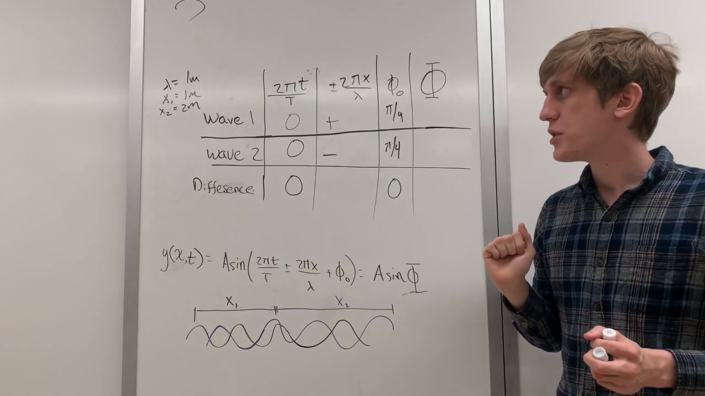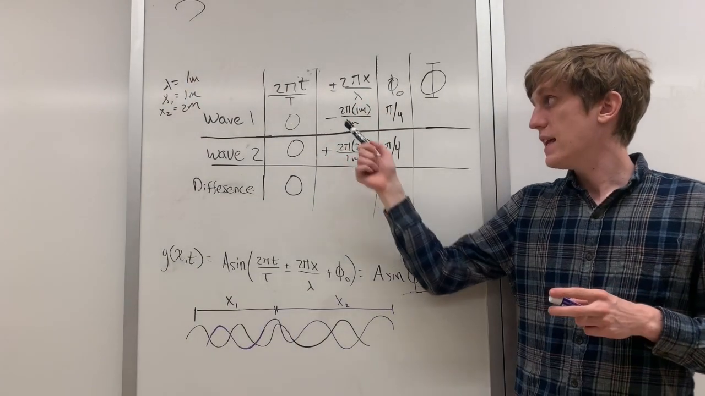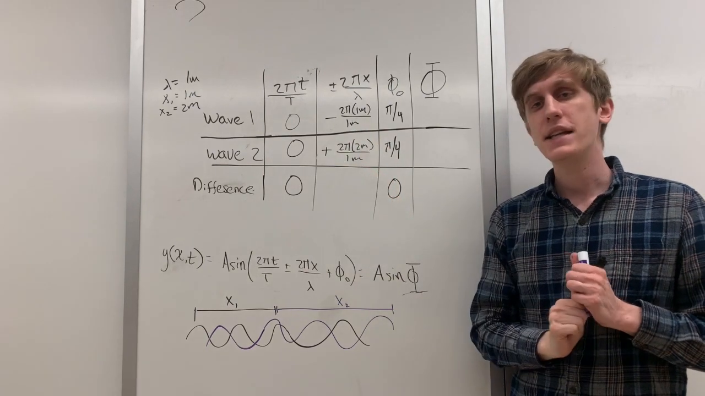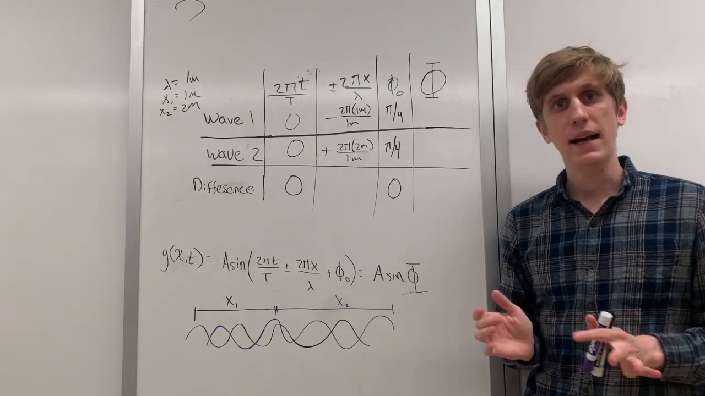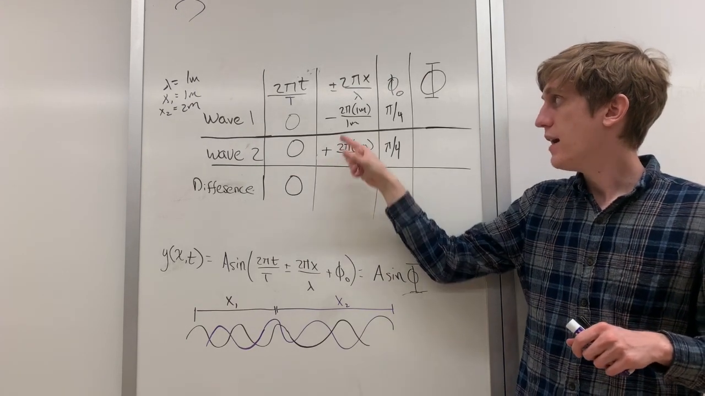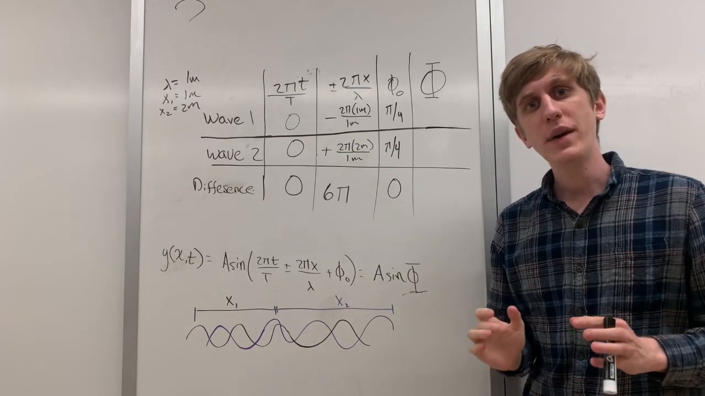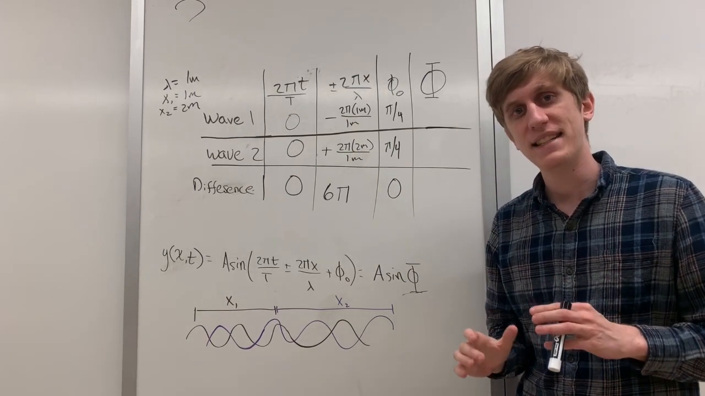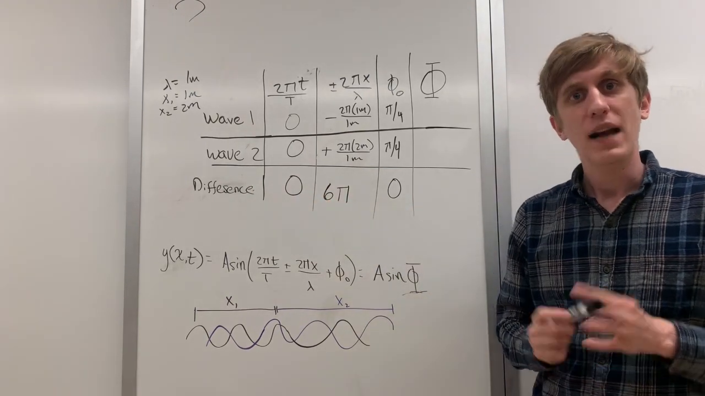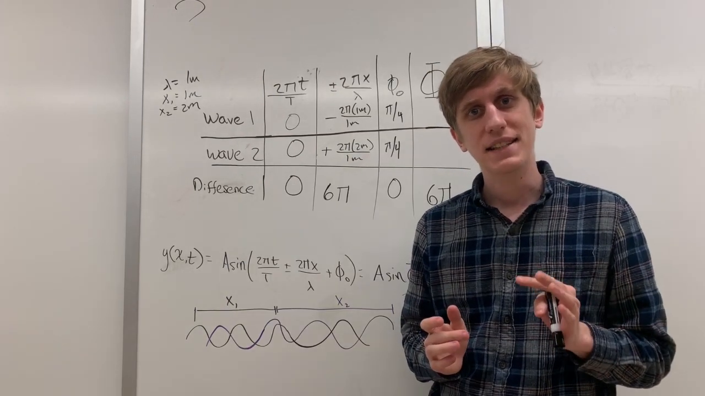Now let's plug these numbers in and see what we get. This number is equal to negative 2 pi, while this number is equal to positive 4 pi. So the difference between them is just positive 4 pi minus negative 2 pi, which is 6 pi. So now we know what the difference in the total phase is for these two waves. We just add up these three columns, we get 6 pi. What kind of interference is this?